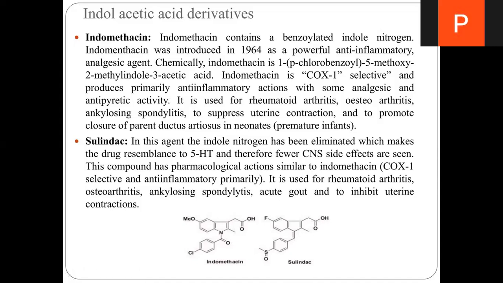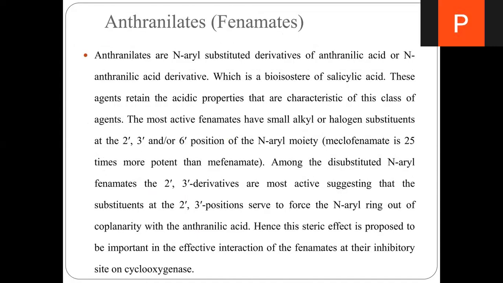Next, coming to the anthranilates. Anthranilates are the N-aryl anthranilic acid or N-anthranilic acid derivatives, which are a bioisostere of salicylic acid. These agents retain the acidic properties that are characteristic of this class of agents. The most active fenamates have small alkyl or halogen substituents at the 2, 3 and 6 positions of the N-aryl moiety. Meclofenamate is 25 times more potent than mefenamate.